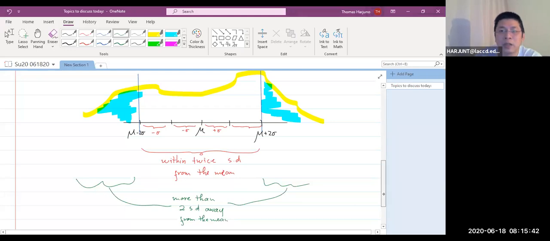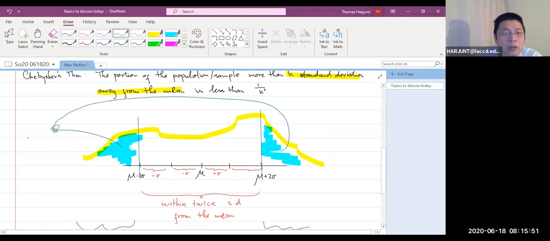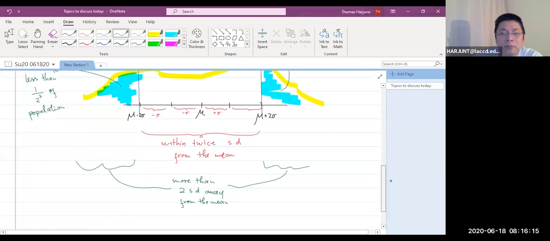Now it is said that this part here, together with that part, must be less than 1 over 2 squared of the data. In this case is population. Now sometimes this Chebyshev theorem is this.